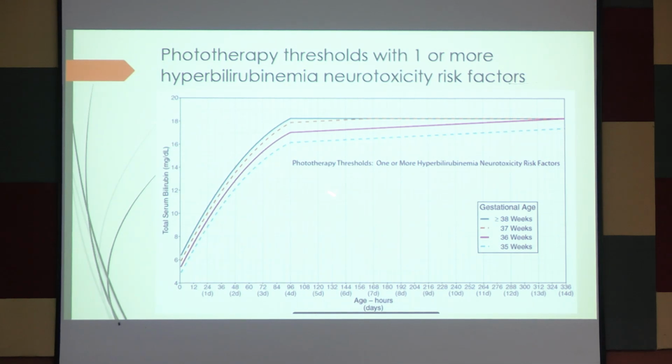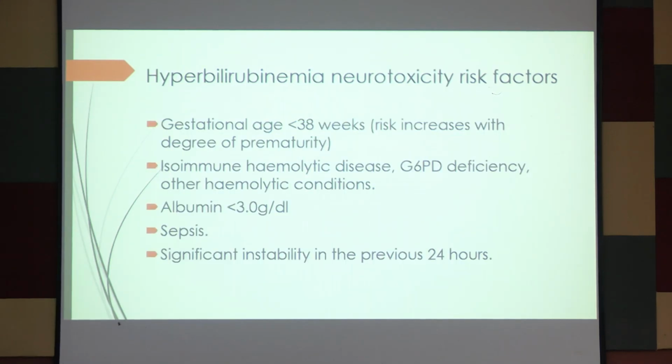And this graph is for phototherapy, but when one or more hyperbilirubinemia neurotoxic risk factors are present. I will tell later what the neurotoxic risk factors are. Neurotoxicity risk factors are: first, gestational age less than 38 weeks. Risk increases with degree of prematurity. The more premature the baby, the more chances of acute bilirubin encephalopathy or Kernicterus.